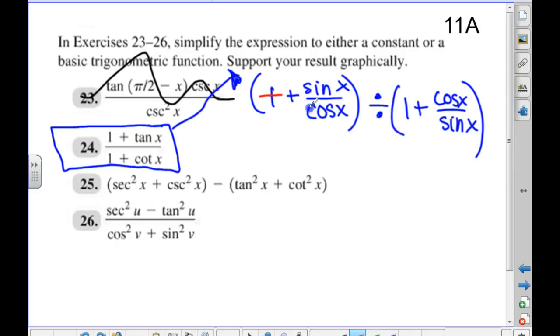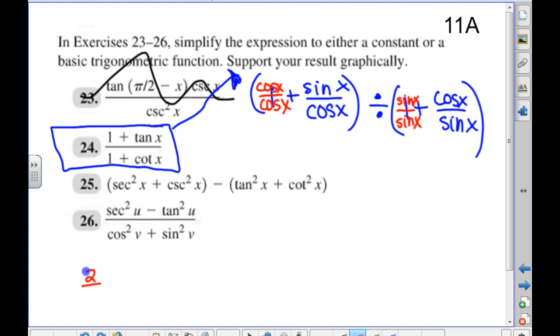What will 1 become if we need its denominator to be cosine? Cosine over cosine. Yes, cosine x over cosine x. And in this parenthesis, this 1 needs to become what? So it will have a common denominator. Sine x over sine x. Okay, you're in pre-calc. Pronounce them correctly. All right.